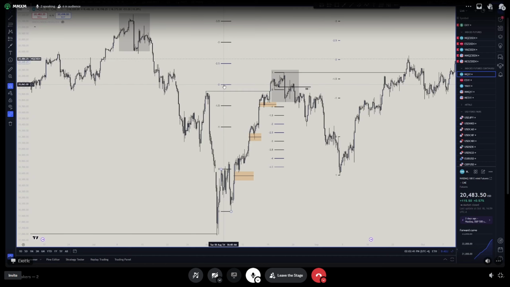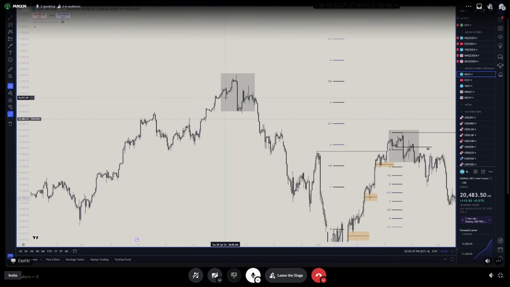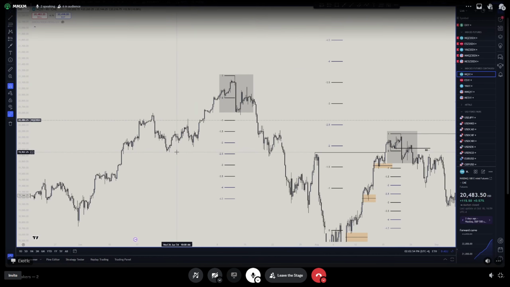Just past the 2 to 2.5, but where did we reject? 2 to 2.5 here, right? Look at this one here. What happened with this one here? We ended here. This was the OC here, 2 to 2.5 here, right?